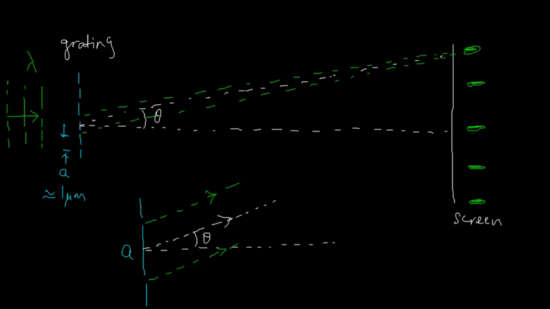So the path difference is given by the difference between this path and this other path. I can find it by drawing a perpendicular from one slit to this next ray, the perpendicular line, and this distance here would be the path difference. Right, this distance would give me the difference between this length and this length.